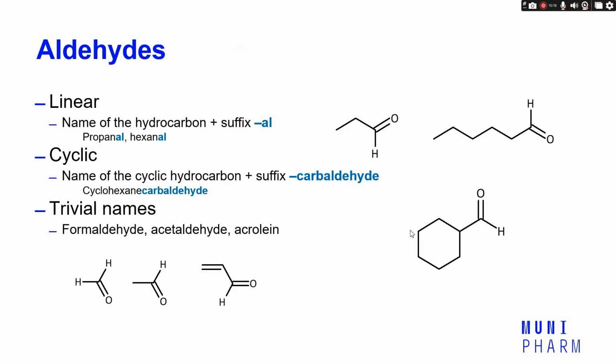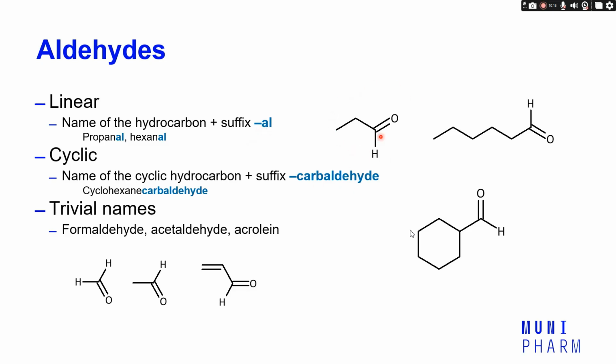The next group I want to mention are aldehydes. They contain this functional group, and their nomenclature is slightly more complicated than the nomenclature of alcohols. Important is if the aldehyde is linear or cyclic. In case of the linear chain, which contains the aldehyde group at the end of it, we use the name of the hydrocarbon and the suffix al.